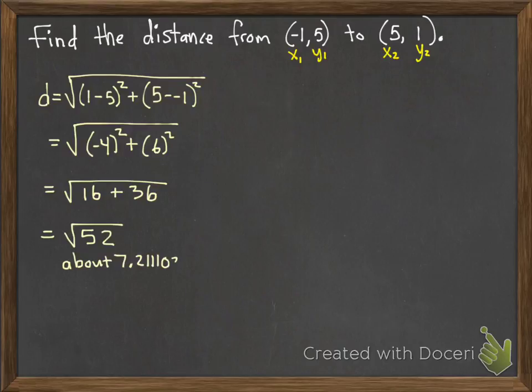If we use our calculator, we can see that that's a never-ending decimal. We don't want to round it, we want to know the exact answer, which means we're going to have to simplify this radical, square root of 52, using a factor tree. I'm going to show you how that's done.